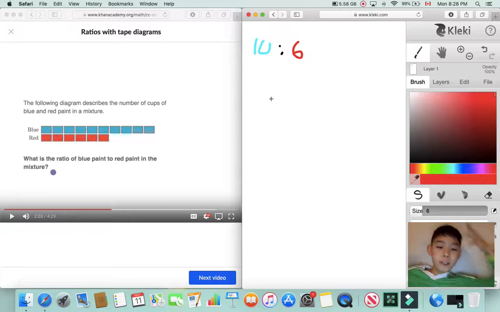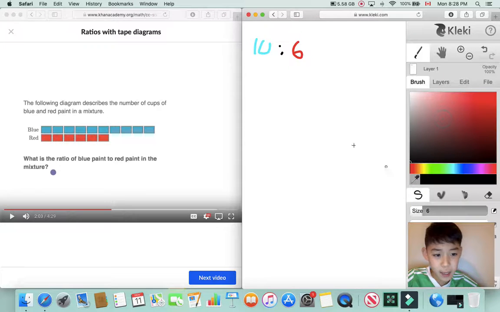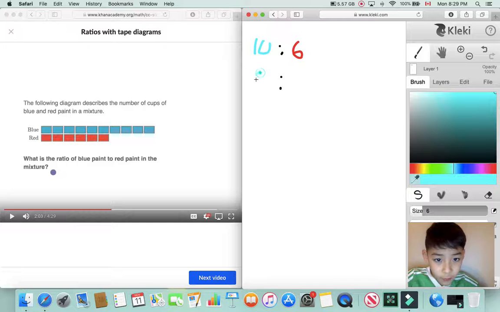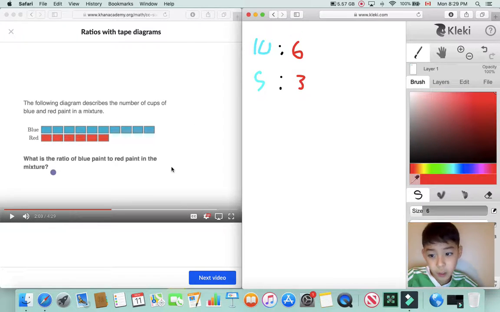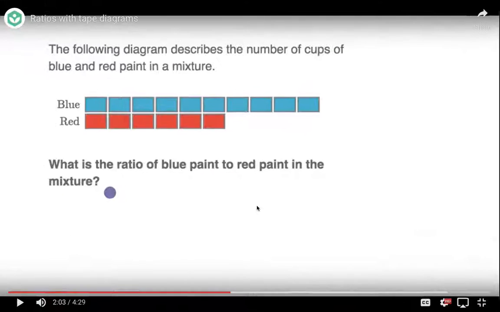What is the ratio of blue paint to red paint in the mixture? So we can obviously make this go down. Let's make it go down by half first. 5 to what? 3. Can we go any further? No. Unfortunately.